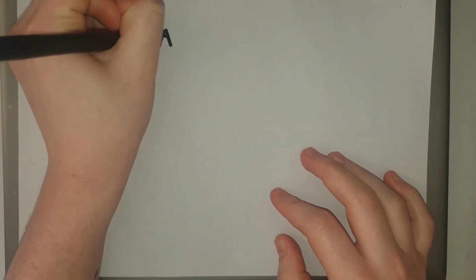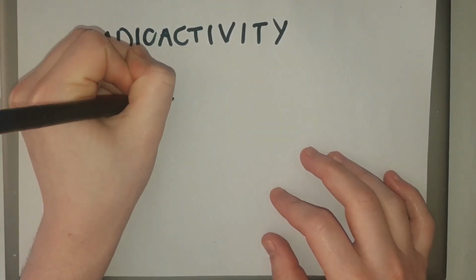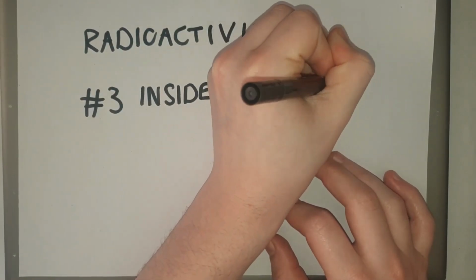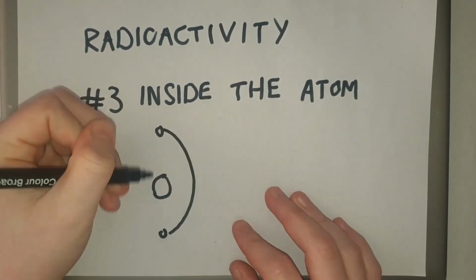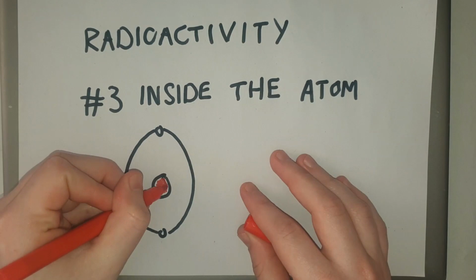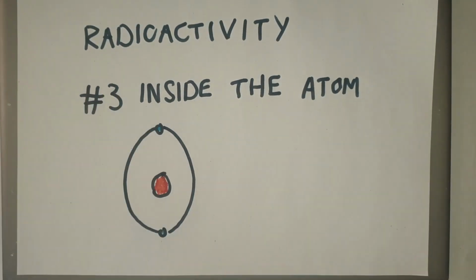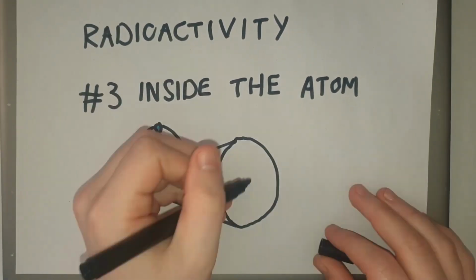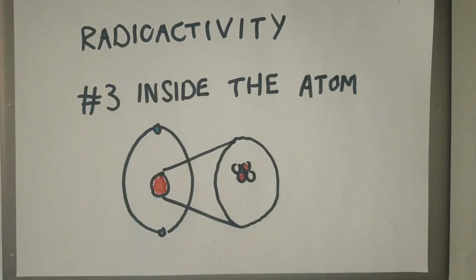So today we're going to continue with the radioactivity series, and in the last video we looked at the gold foil experiment, and from this we were able to determine that the atom has a small positive nucleus. Today we're going to look inside the nucleus and see what makes up the atom in more detail.